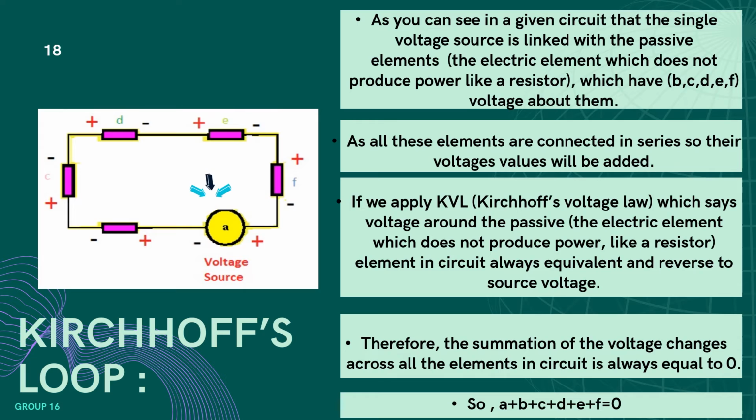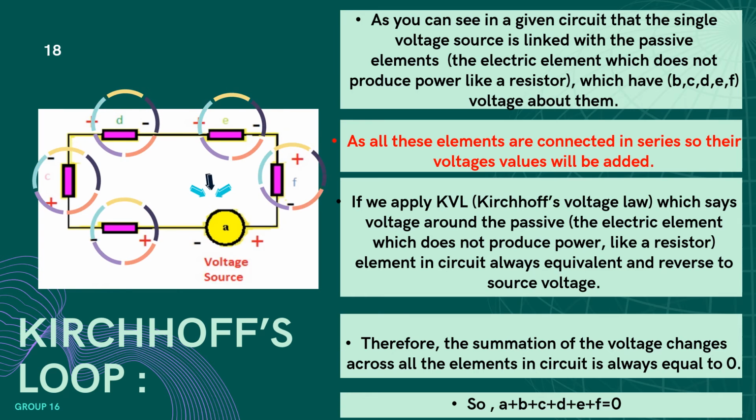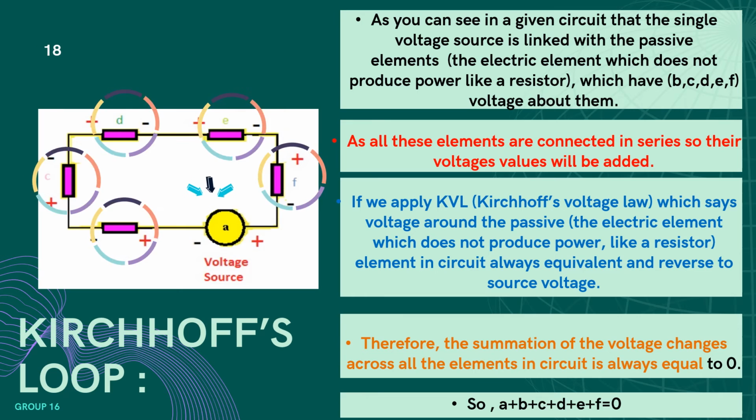As you can see in the given circuit, the single voltage source is linked with passive elements, electric elements which do not produce power, like resistors, which have voltages across them. As all these elements are connected in series, the voltage values will be added. If we apply KVL, the voltage around the passive elements in the circuit is always equal and opposite to the source voltage. Therefore, the summation of the voltage change across all the elements in the circuit is always equal to 0.